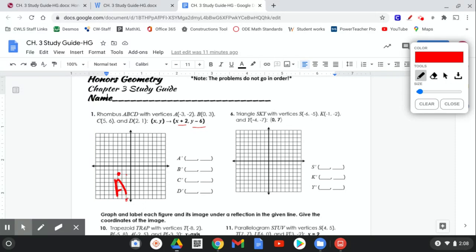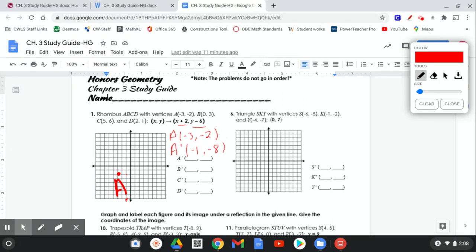All right, so down here, you could also do it by taking the coordinate A of -3, -2, and literally just adding 2 to it. So that would make it A prime. If you add 2, then that's going to be -1. And also, if we do -2 minus 6, it's going to be -8. So that's going to be the coordinate for A prime. So guys, not too terribly tricky.